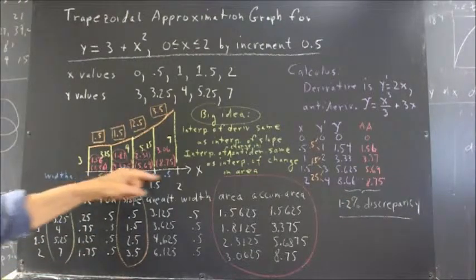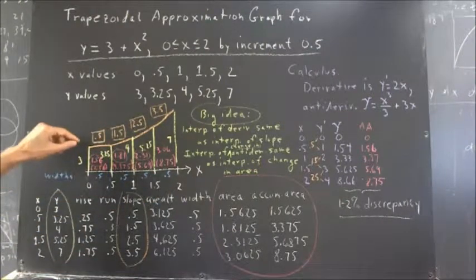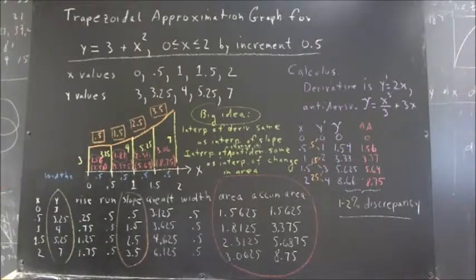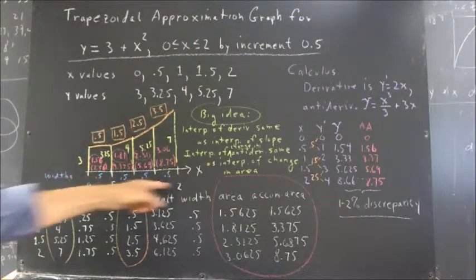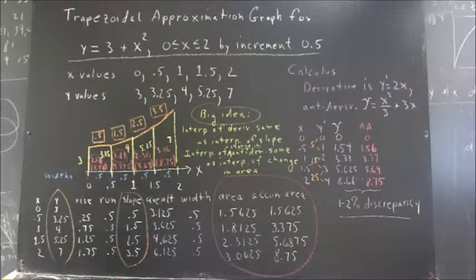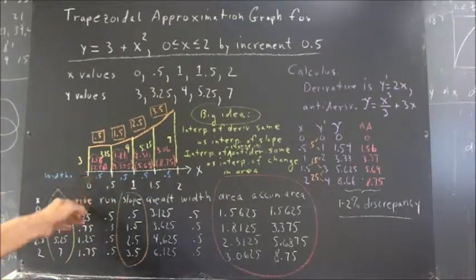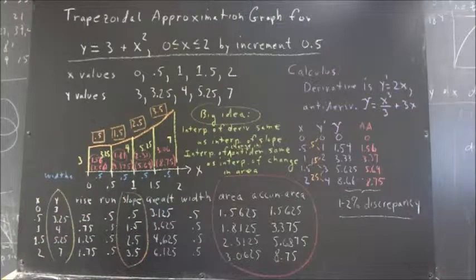So we get the rises. The run is always 0.5. For any of these segments, the run has to be 0.5 because that's the width of each trapezoid. That's the difference in the x coordinates. So we get these rises, these runs, and we very easily and quickly calculate our slopes.